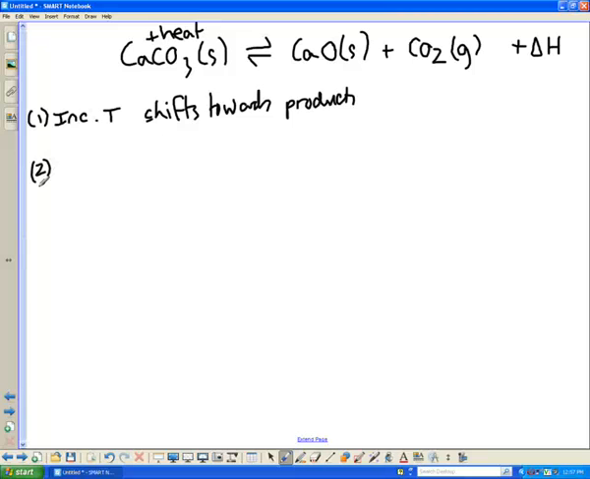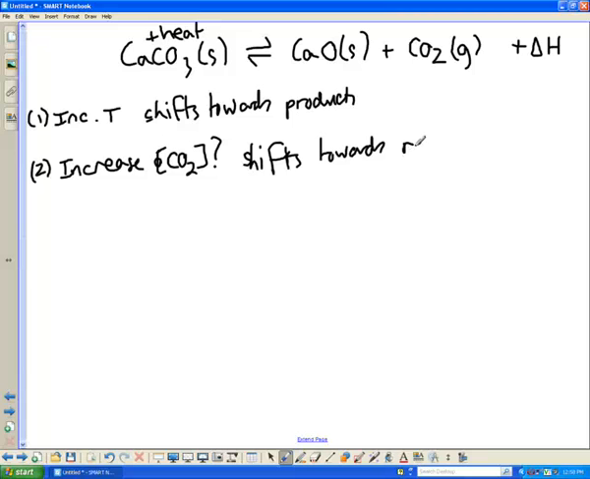Alright, let's talk about our second disturbance. What if we increase our concentration of CO2? Well, what we saw before was the concentration of something that you increase, you shift away from it when you do that. So the CO2 is on the product side. I add more CO2 in, and the equilibrium says, well, yeah, I've got too much now, I've got to get rid of some of it. So the equilibrium shifts away from that. The equilibrium then shifts towards the reactants.